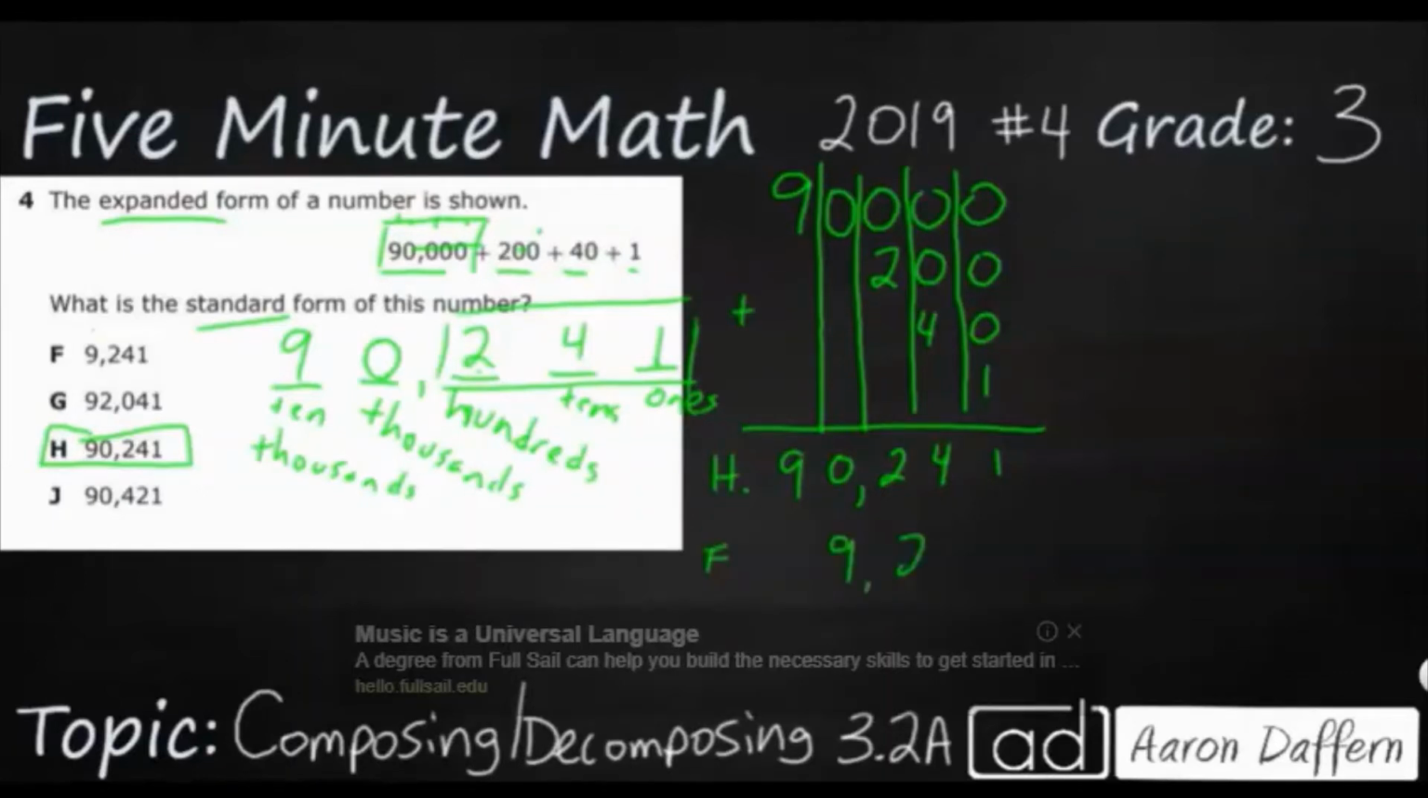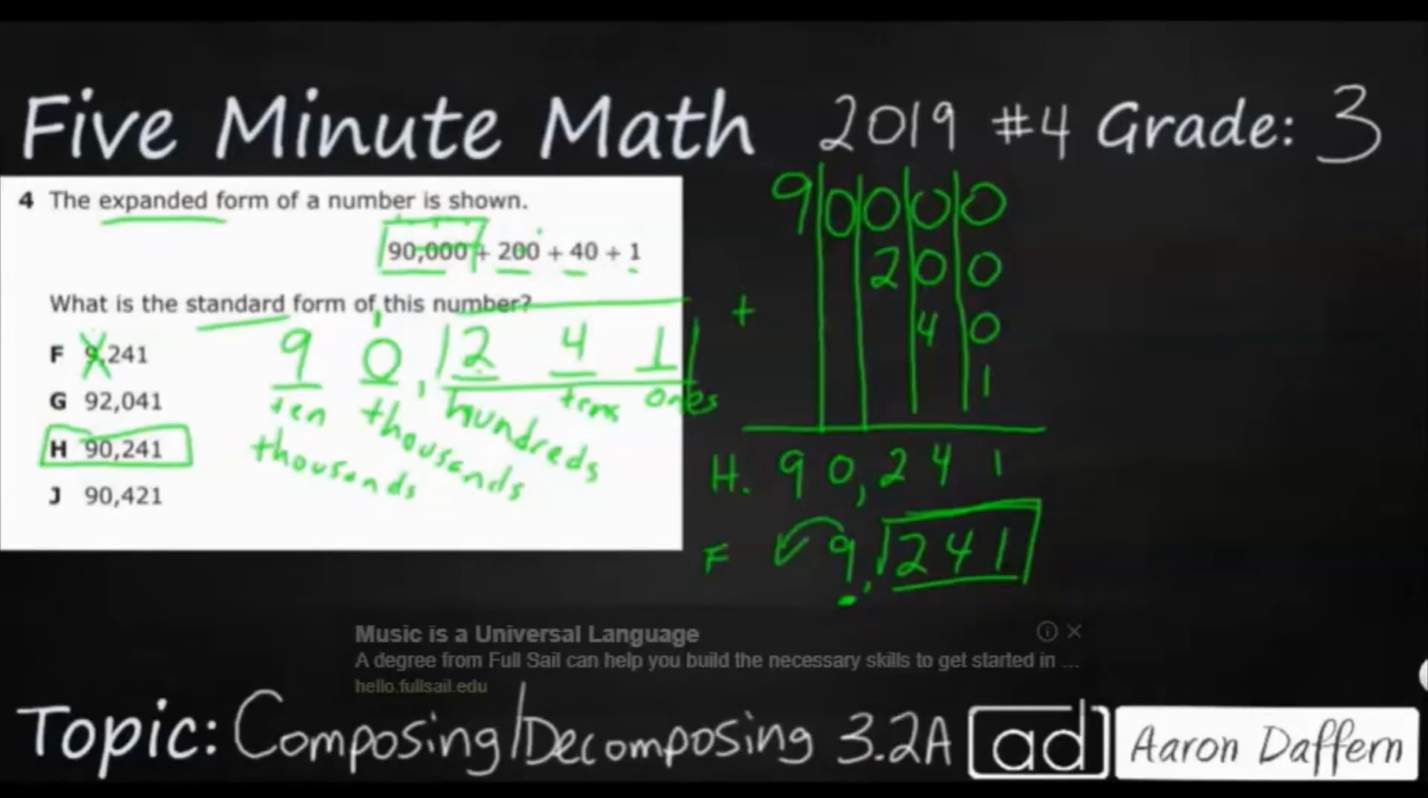We see 9,241. The 241, obviously, that's correct. Here's our issue. We got confused with this 9. This 9 right here is 9,000 because it's in the 1,000 spot, but it's not 9,000, it's 90,000. So it's missing a whole magnitude of 10. So that's why that's wrong, because this one should be right there.